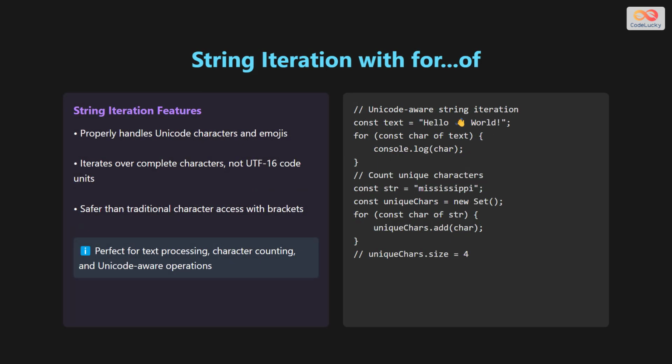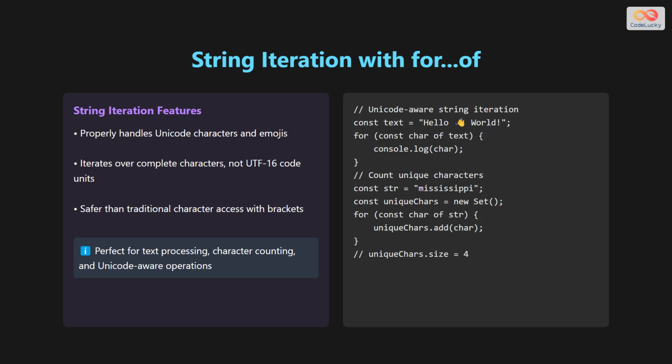The for...of loop is particularly useful for iterating over strings, as it properly handles Unicode characters and emojis, iterating over complete characters instead of just UTF-16 code units. It is generally considered safer than accessing characters using bracket notation. It's perfect for various text processing tasks, such as character counting and other Unicode-aware operations.